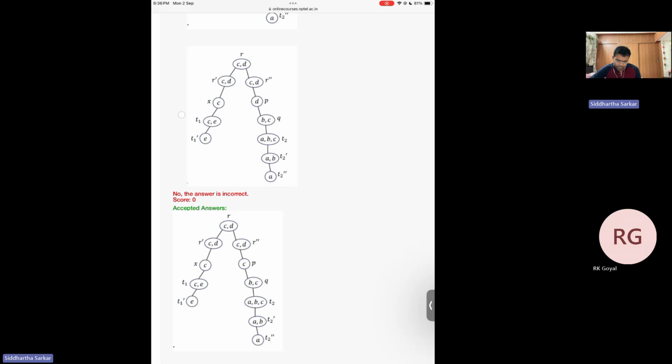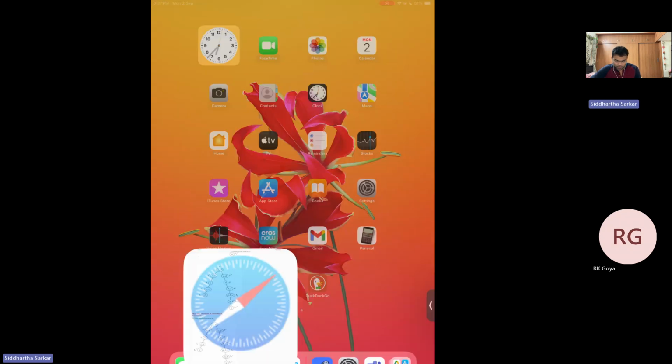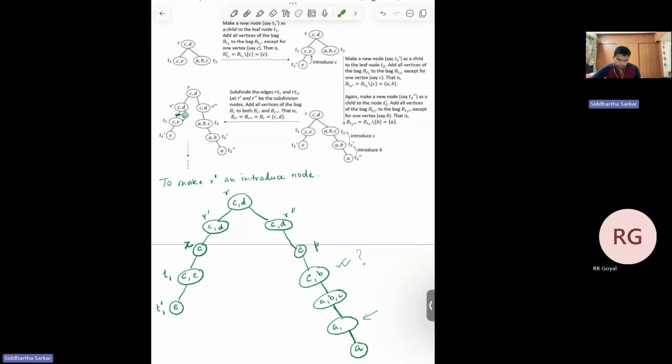On the left side, it is the same thing that we got. On the right side, including the root, there are 7 nodes: A to AB, AB to ABC, ABC to BC, BC to C, C to CD, and then retaining CD. It would still have been a valid tree decomposition if I took C instead of B here, but the option is saying B, so we will take B. Okay, so far, so good.